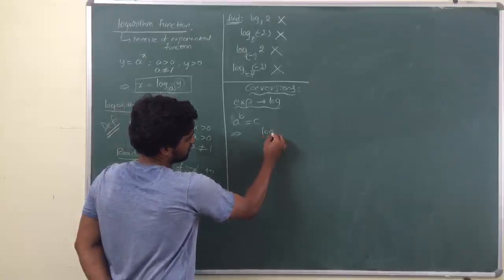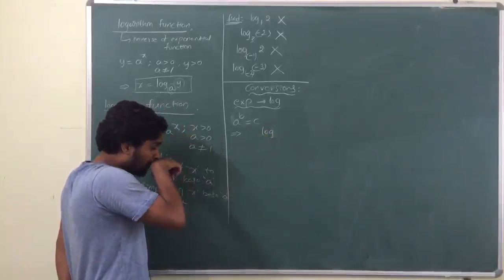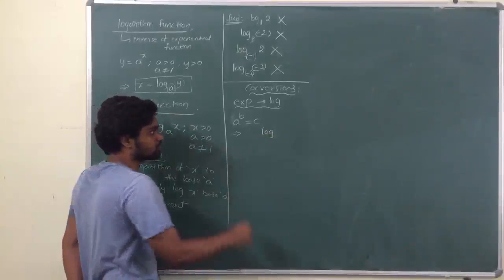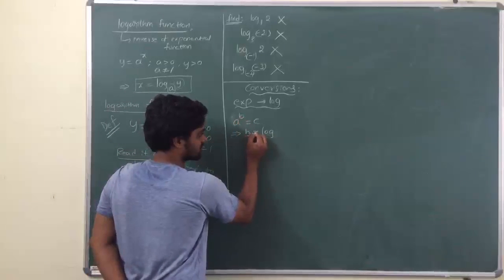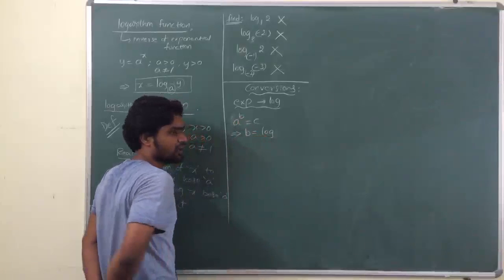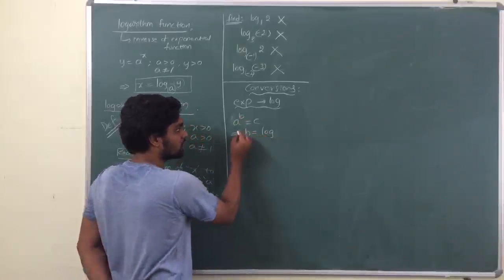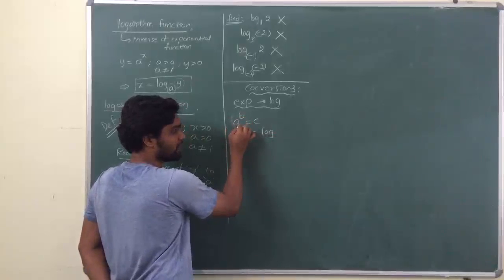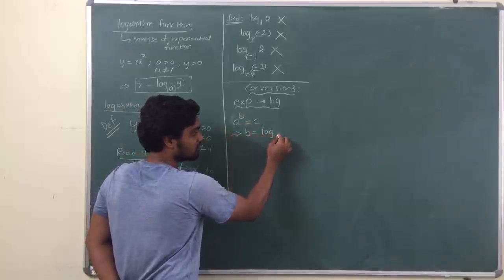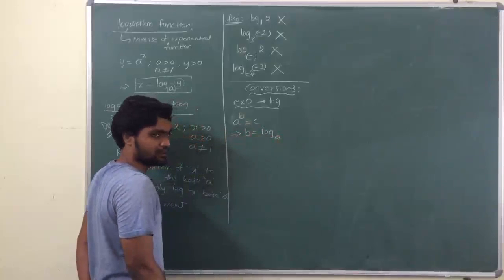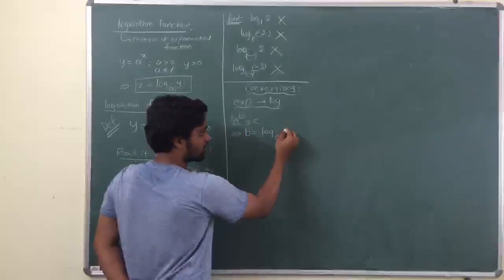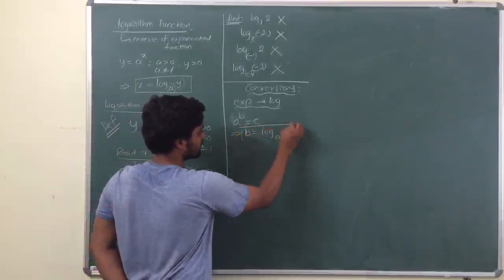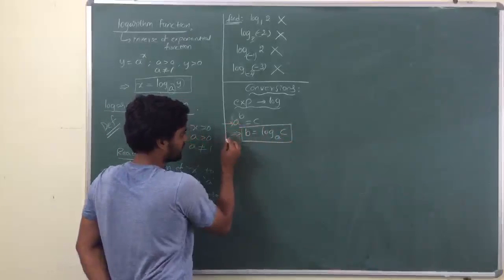first write log. While converting into logarithmic form, we write the exponent in LHS first. B is equal to log, and the base remains same. What is the base here? A, right? So for the logarithm also, base remains same, which is A. And what is left out? C. That's it. B is equal to log C to the base A.